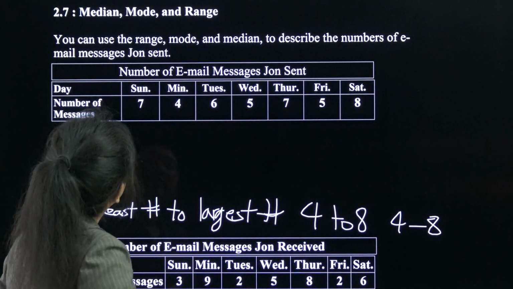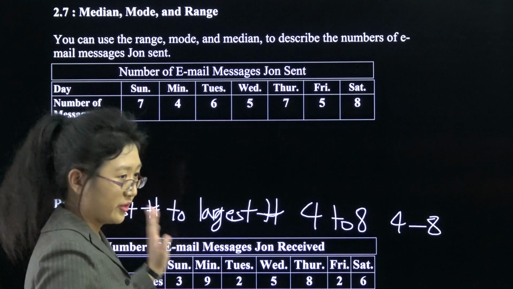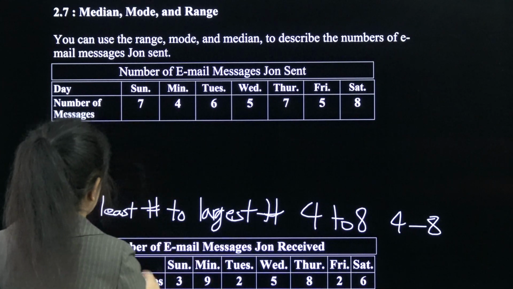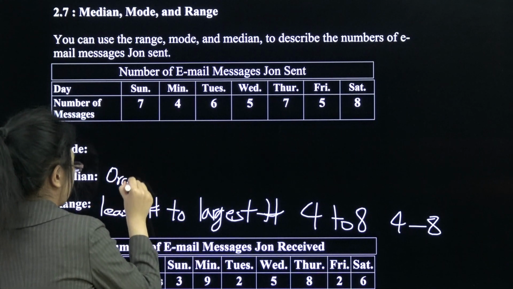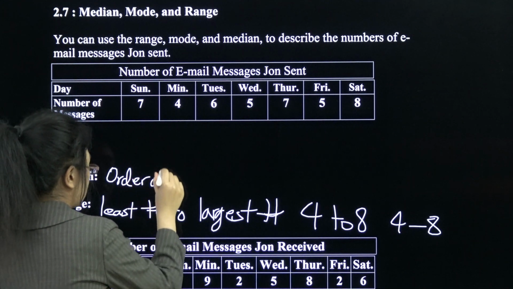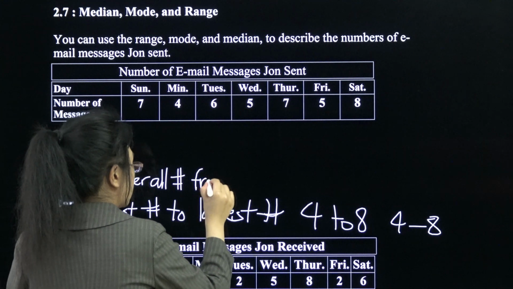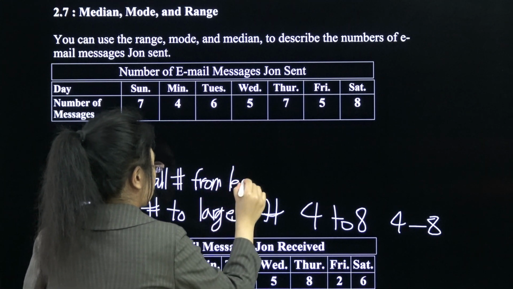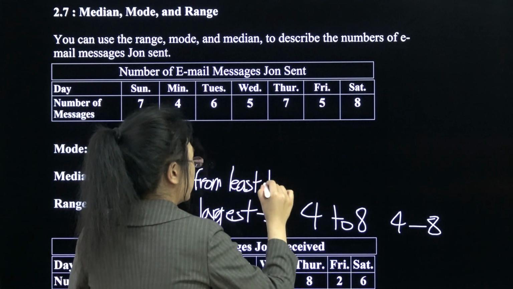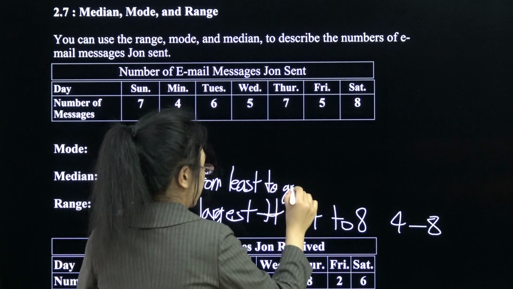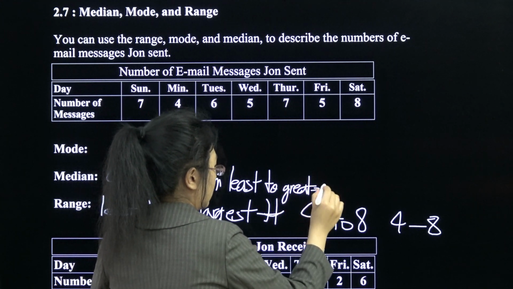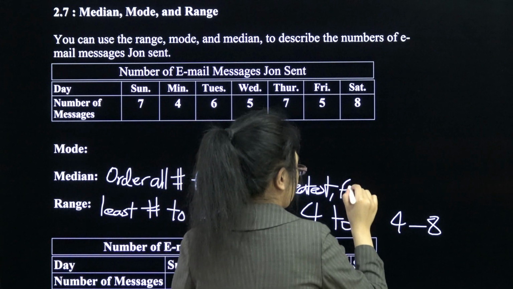Median is when you order all numbers from least to greatest. Find the middle number.